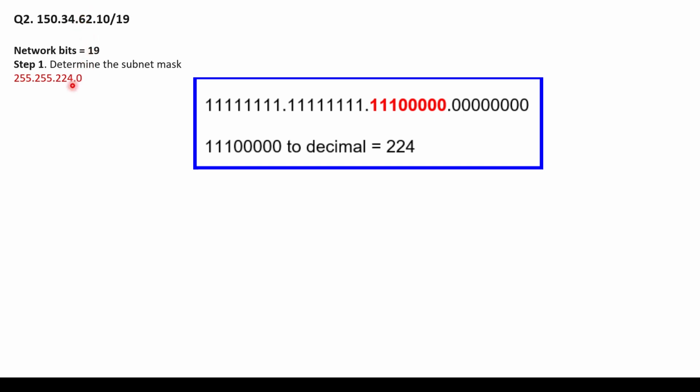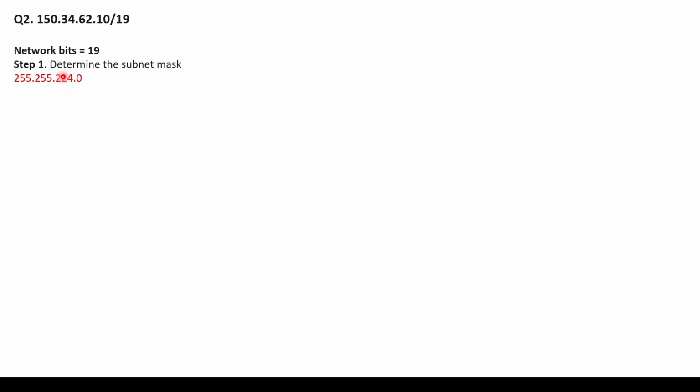So converting that to decimal, the first 8 bits converted to decimal is 255. The second 8 bits converted to decimal is 255. The third octet, which consists of 1, 1, 1 and remaining zeros, converted to decimal is 224, which is also our octet of interest or target octet. And the last octet is 0.